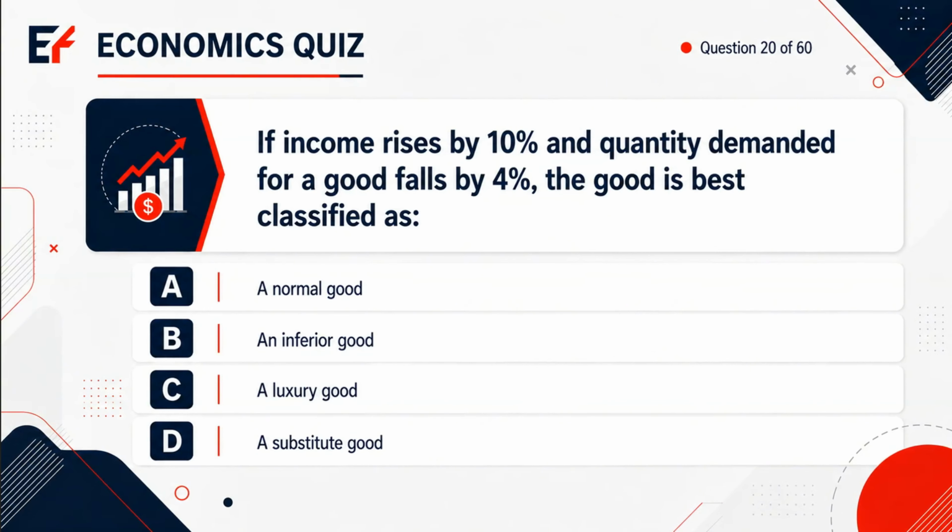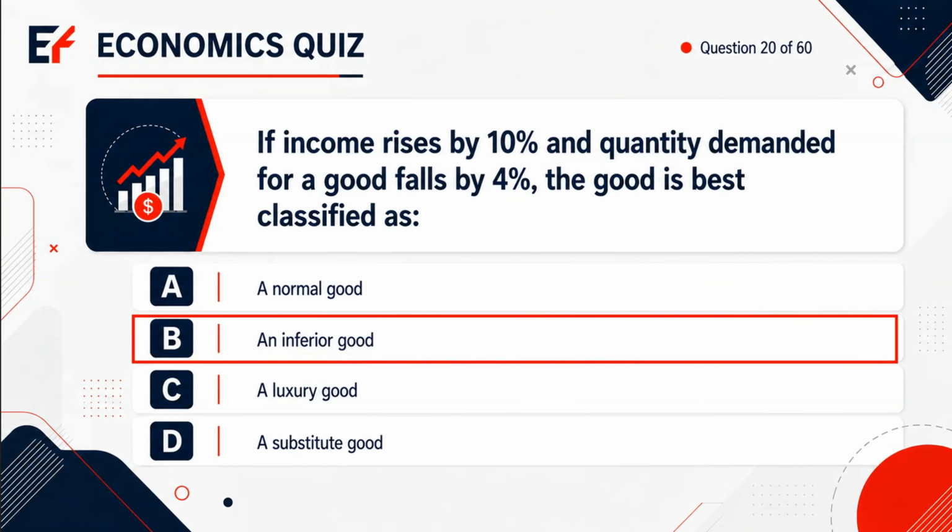Question 20. If income rises by 10% and quantity demanded for a good falls by 4%, the good is best classified as A, a normal good, B, an inferior good, C, a luxury good, D, a substitute good. The correct answer is B.